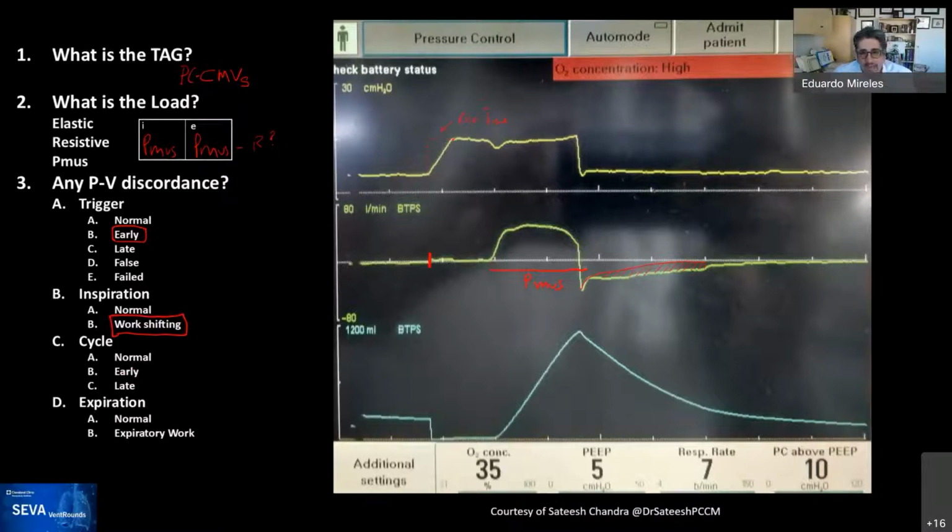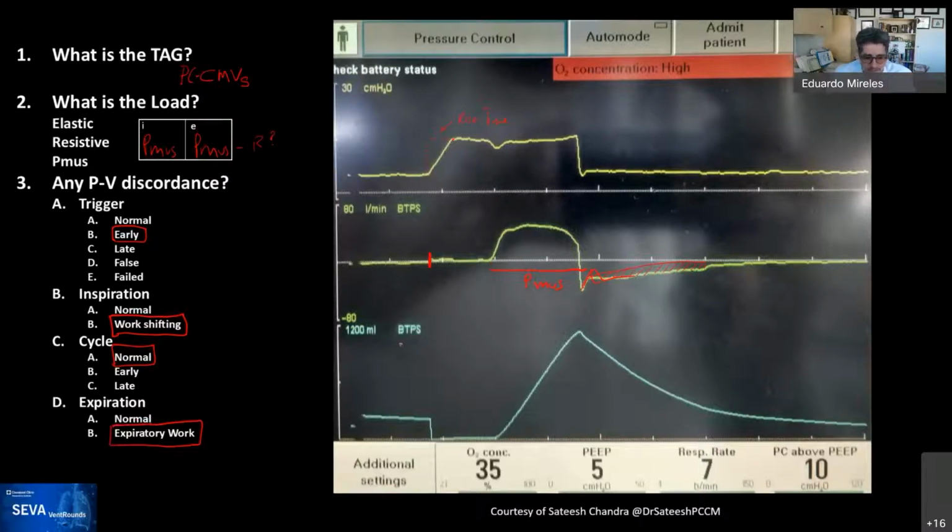In terms of cycle, actually, the cycle is not terrible. I don't see major evidence of PMUS, meaning that the patient is trying to inhale and then that was terrible, like this. It doesn't look like that. There's a little bit of decay on this, but I would probably say that either by luck or happiness, this looks like a normal cycle. And then expiratory, I would say there's expiratory work.